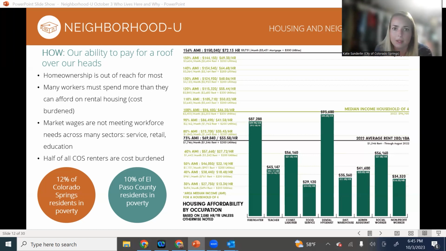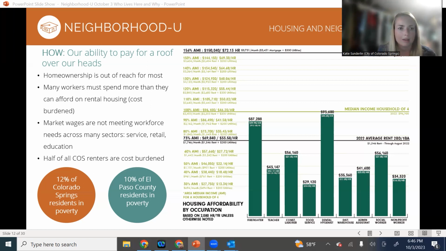Now you can see this black line in the middle here that's talking about rent at $1,500 a month. So you can see that you would need to make at least almost $70,000 per year to afford the average rental unit in Colorado Springs. And you can see that our teachers are not making that. Our food services workers are not making that. Our warehouse workers, distribution warehouse, that's an Amazon worker.